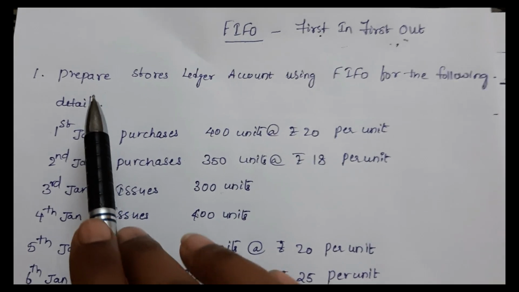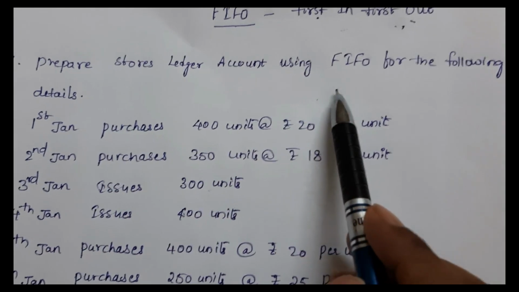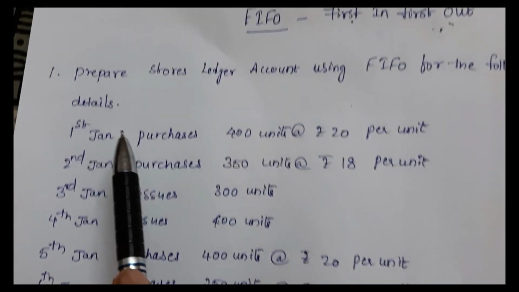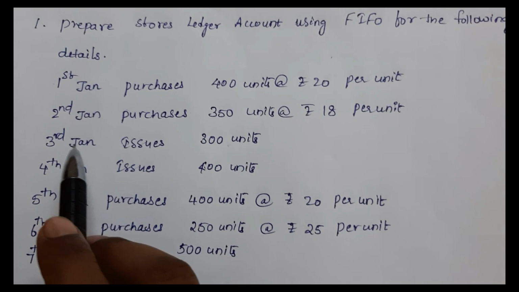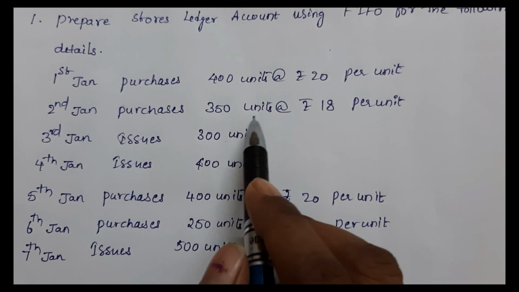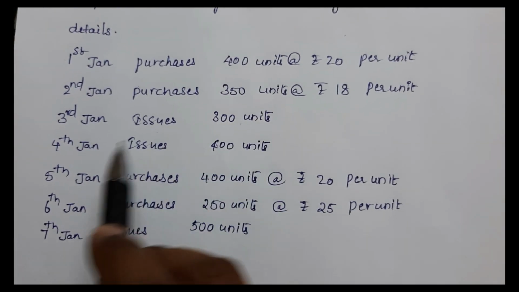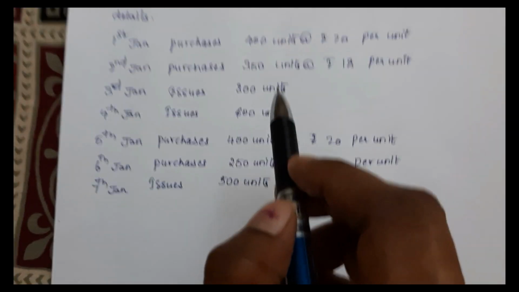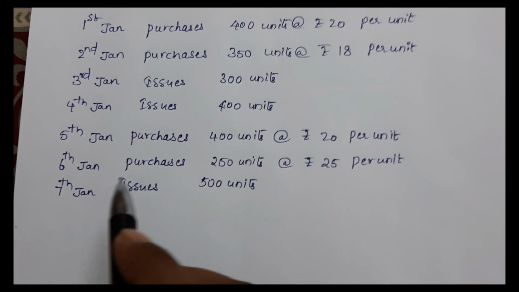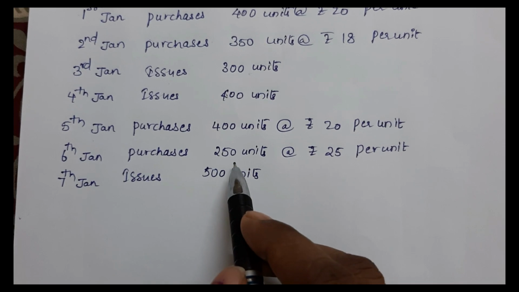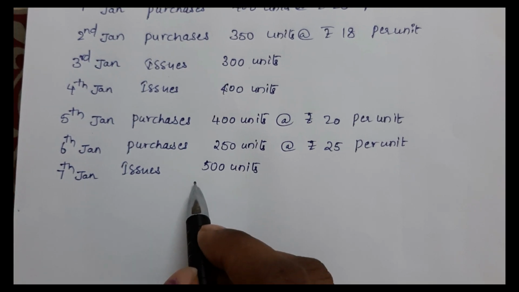So here we have the sum. Prepare stores ledger account using FIFO for the following details. 1st January purchases 400 units at the rate of 20 per unit. 2nd January purchases 350 units at the rate of 18 per unit. 3rd January issues 300 units. 4th January issues 400 units. 5th January purchases 400 units at the rate of rupees 20 per unit. 6th January purchases 250 units at the rate of 25 per unit, and 7th January issues 500 units.